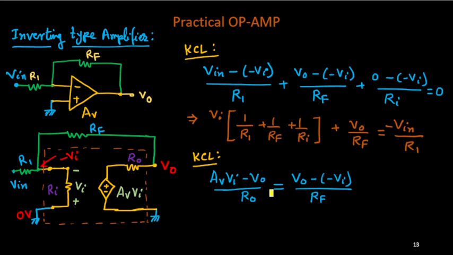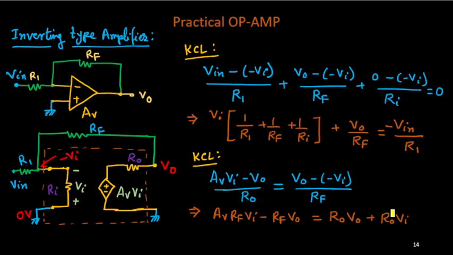Correct? So now we can simplify it. We can do cross multiplication. If I go for that cross multiplication, what will I get? These terms: AV into Rf into Vi, this is minus Rf into V0, this term is R0 into V0, and this is minus plus R0 into Vi.